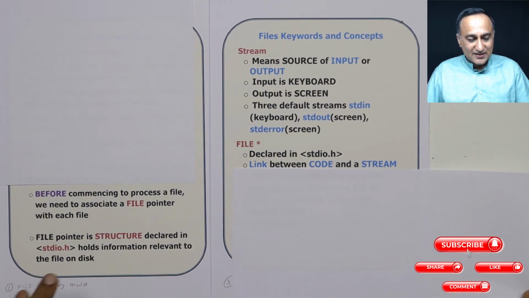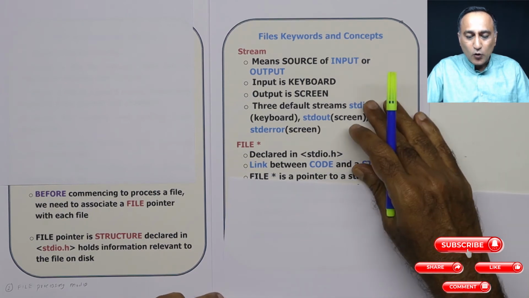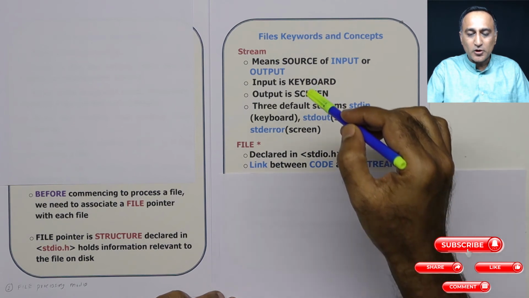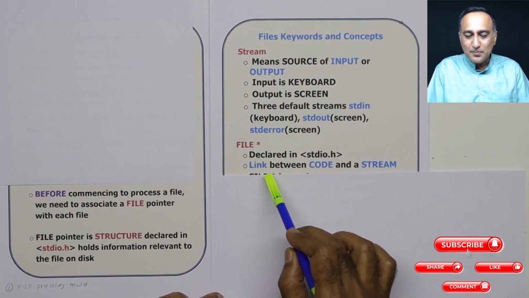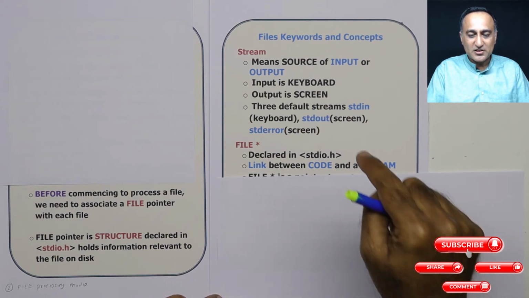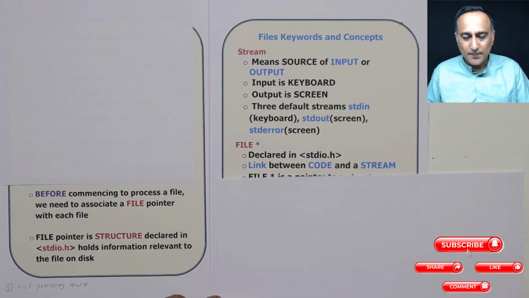This FILE star, that is FPTR, is the key link between your code and all the streams. The streams can be input, output, keyboard, your hard disk, all of that. So this FPTR is the important link between your program and the different streams. The different streams can be input, output and error, which is keyboard, hard disk, screen and so on.